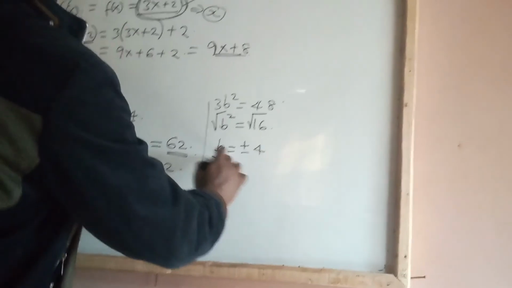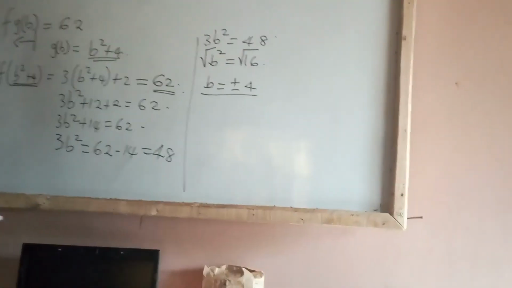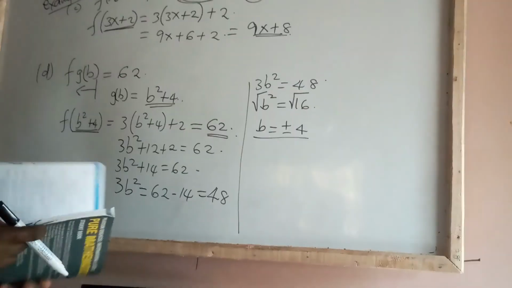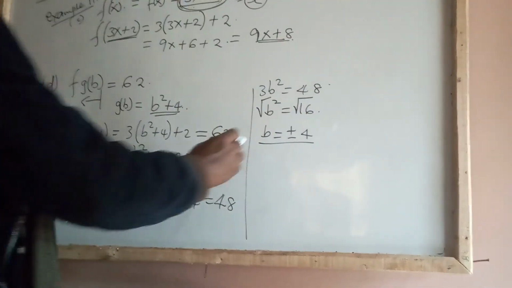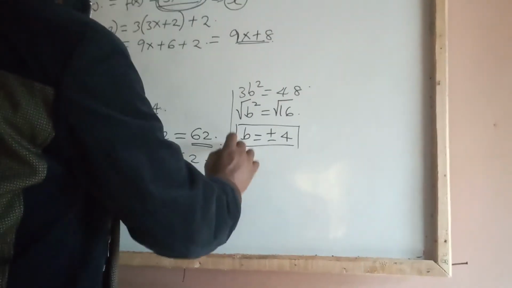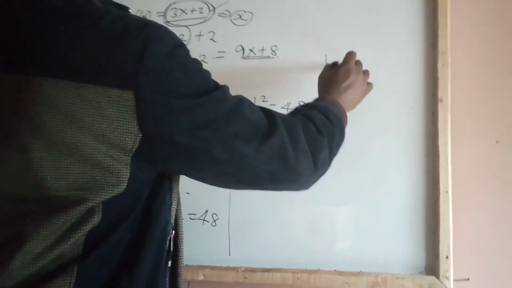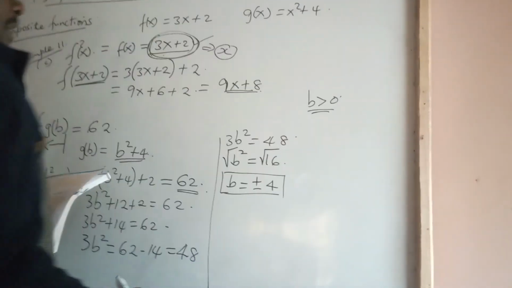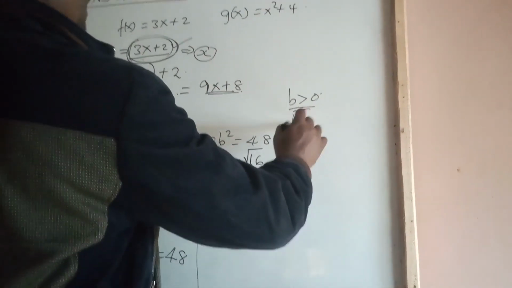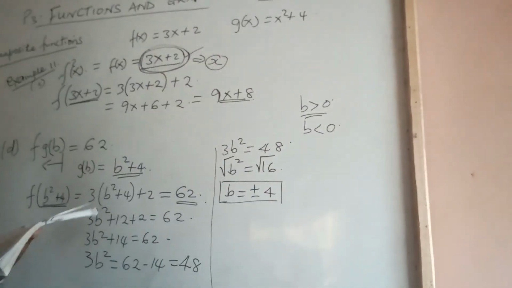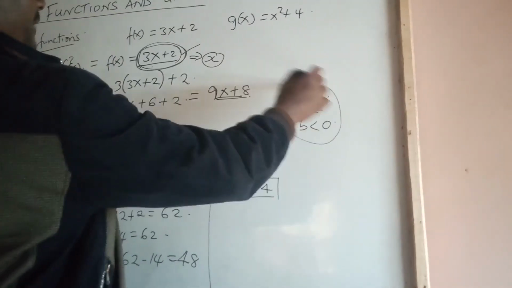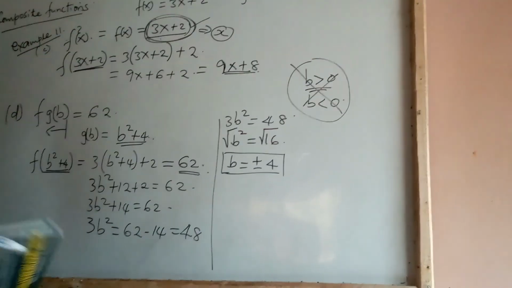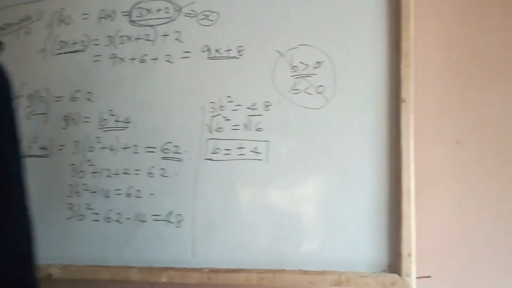And that is the solution of part D. Unless you have special instructions to give b either positive or negative, our answer is that way. But if you are told that b is greater than 0, then it's supposed to be positive 4. If we are told b is less than 0, then our answer can only be negative 4. But because we have not been told any of this, our value of b is plus or minus 4.